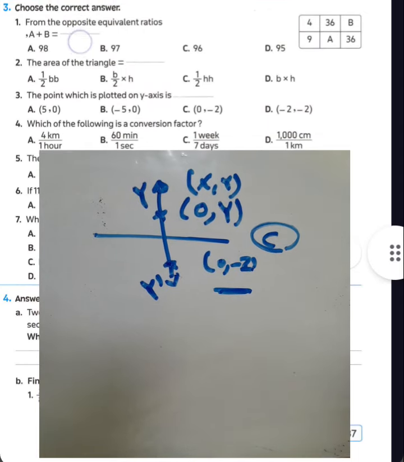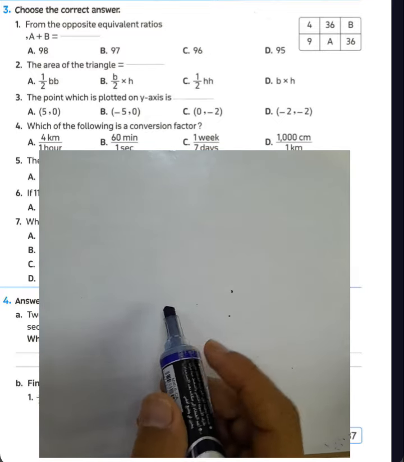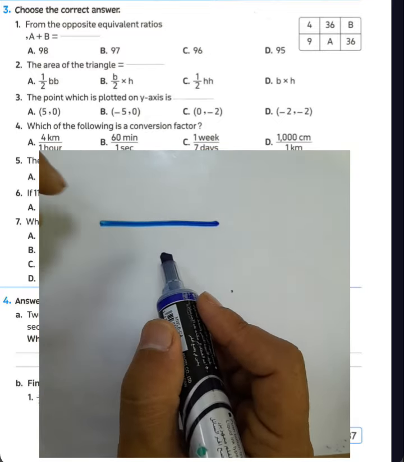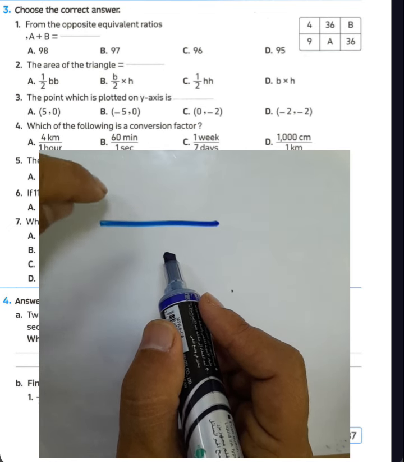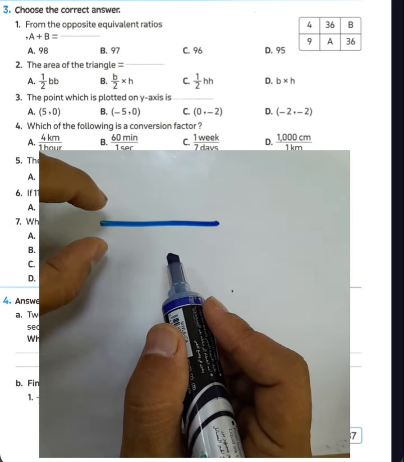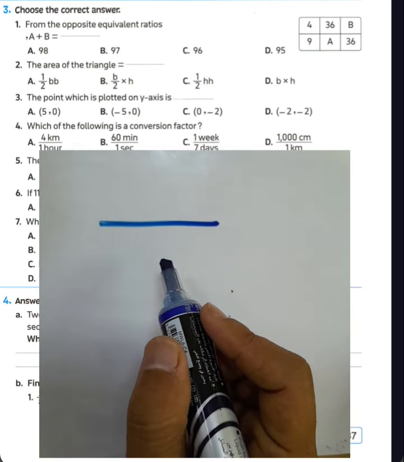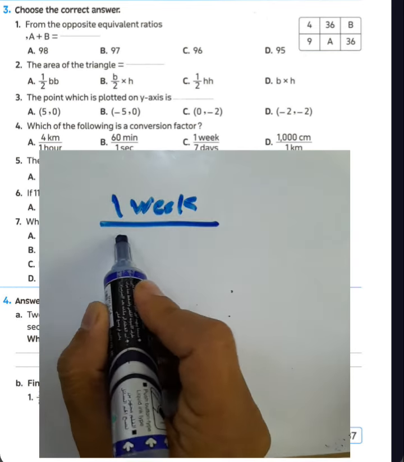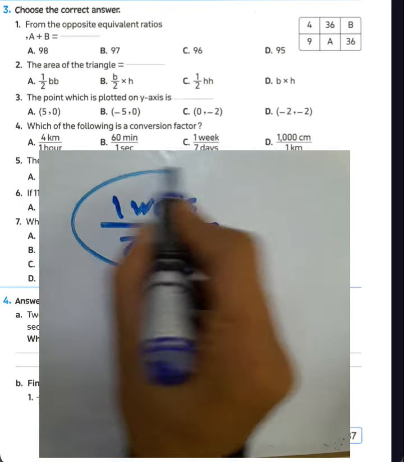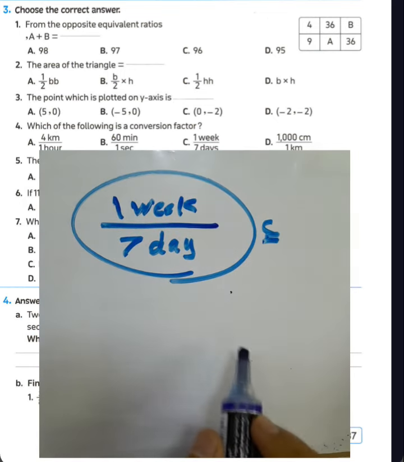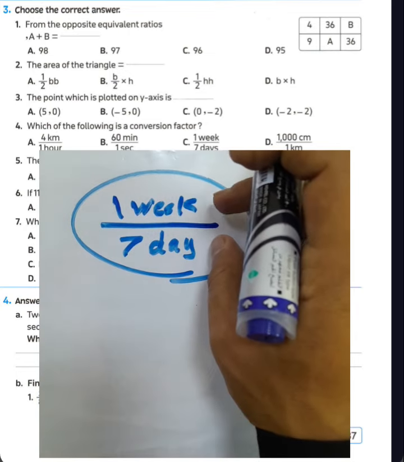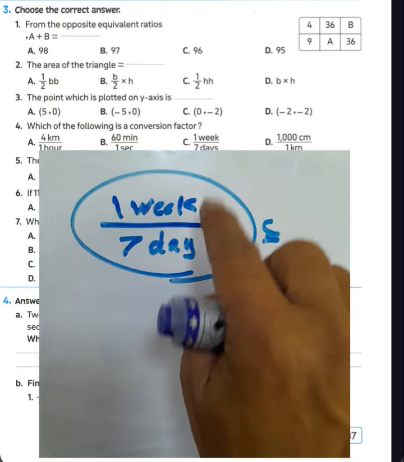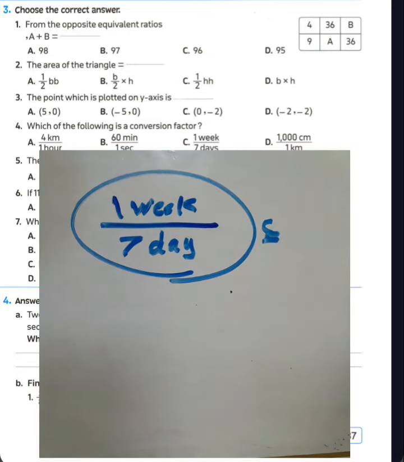Question number 4. Which of the following is a conversion factor? A conversion factor means comparing between two equal amounts by using different units, such that 1 week equals 7 days. 1 week equals what? 7 days. Choose letter C. We call it a conversion factor, comparing between two equal amounts by using different units. Choose letter C for question number 4.